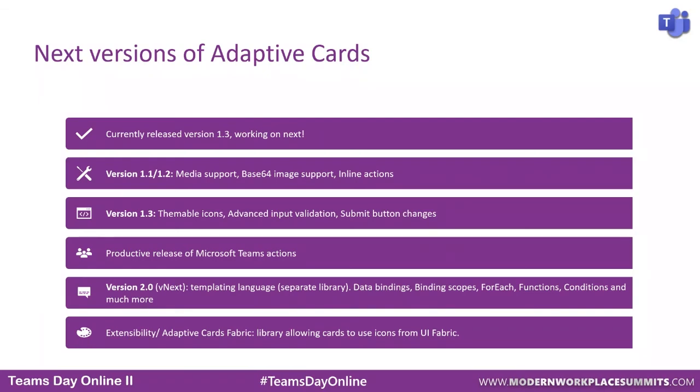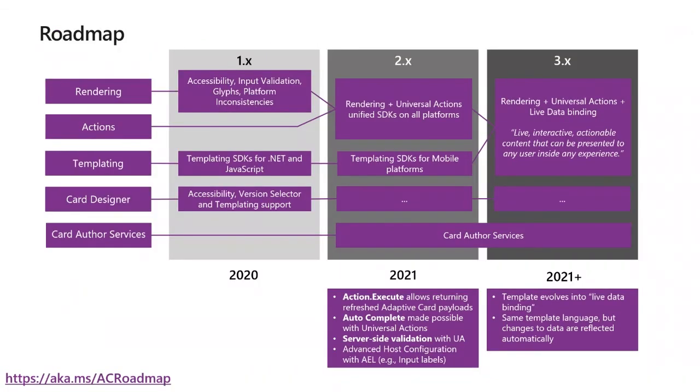Right, so with this version 2 point something, there is hopefully the unified action, called the universal actions, introduced. So we will not be having a separate action for submit, for get, for open URL, for toggle, but there is going to be one action that will cover all the dynamic functionalities of adaptive cards.